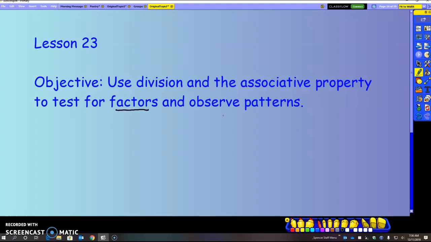Okay, so we're going to be noticing something about factors and factor pairs. We can either test for them using division or this idea of the associative property. Okay, we're going to look into both a little bit, more so maybe the division you'll feel really comfortable with, but we are going to test some things with the associative property.